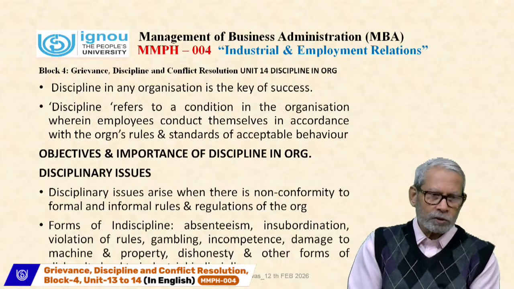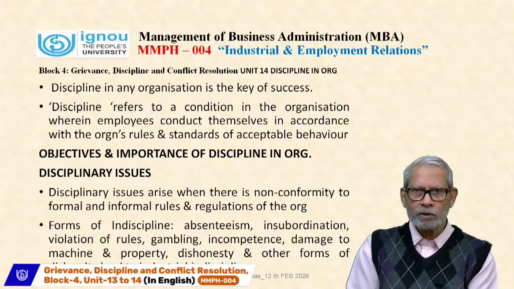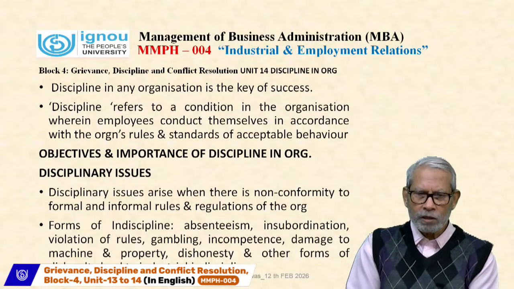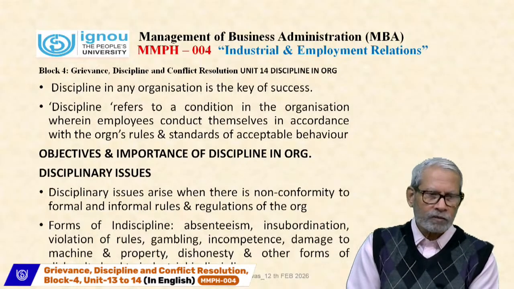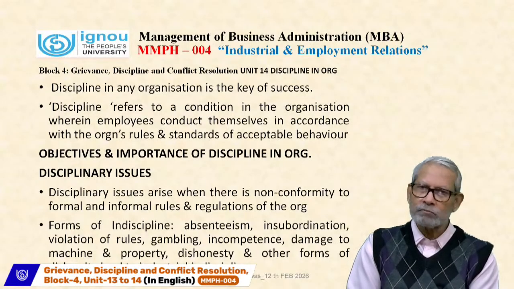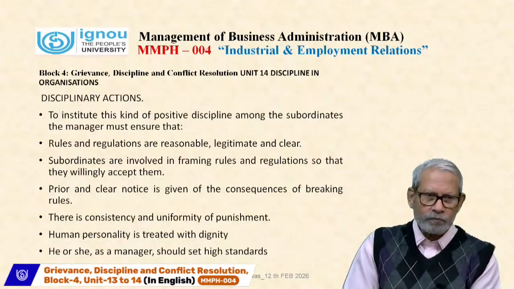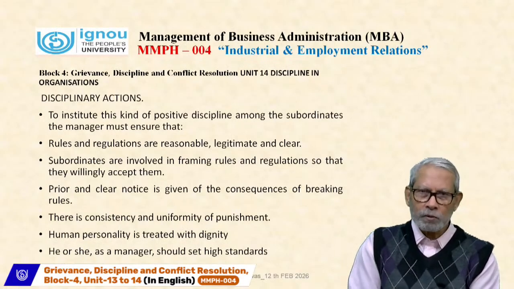Then forms of indiscipline, that is, basically different forms of discipline: absenteeism, insubordination, violation of the rules, gambling, incompetence, damage to machines or properties, dishonesty, and other forms of disloyalty lead to industrial discipline. And these are some of the actions.